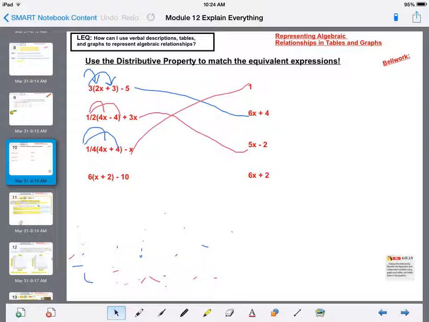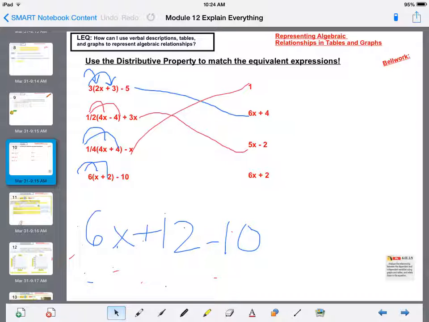And let's check this last distributive property to make sure that we're left with the right answer. So 6 times x is 6x. 6 times 2 is plus 12 minus 10. We take these like terms. Plus 12 minus 10 is plus 2. And we're left with 6x plus 2. And yes, that is the last one left.